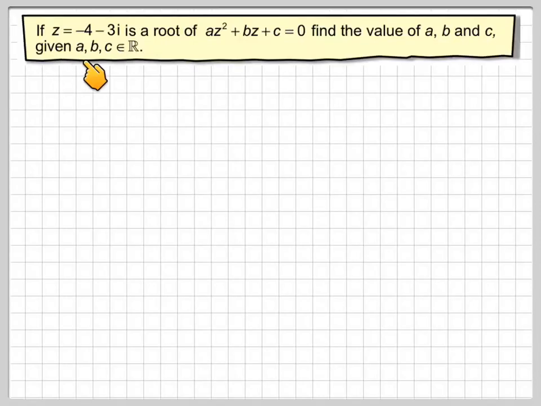If z is equal to minus 4 minus 3i is a root of az squared plus bz plus c is equal to 0, so this is a quadratic, find the value of a, b and c given that a, b and c are real numbers. Okay, so if you've got one complex root of a quadratic and the coefficients are real, it is possible to find the equation.